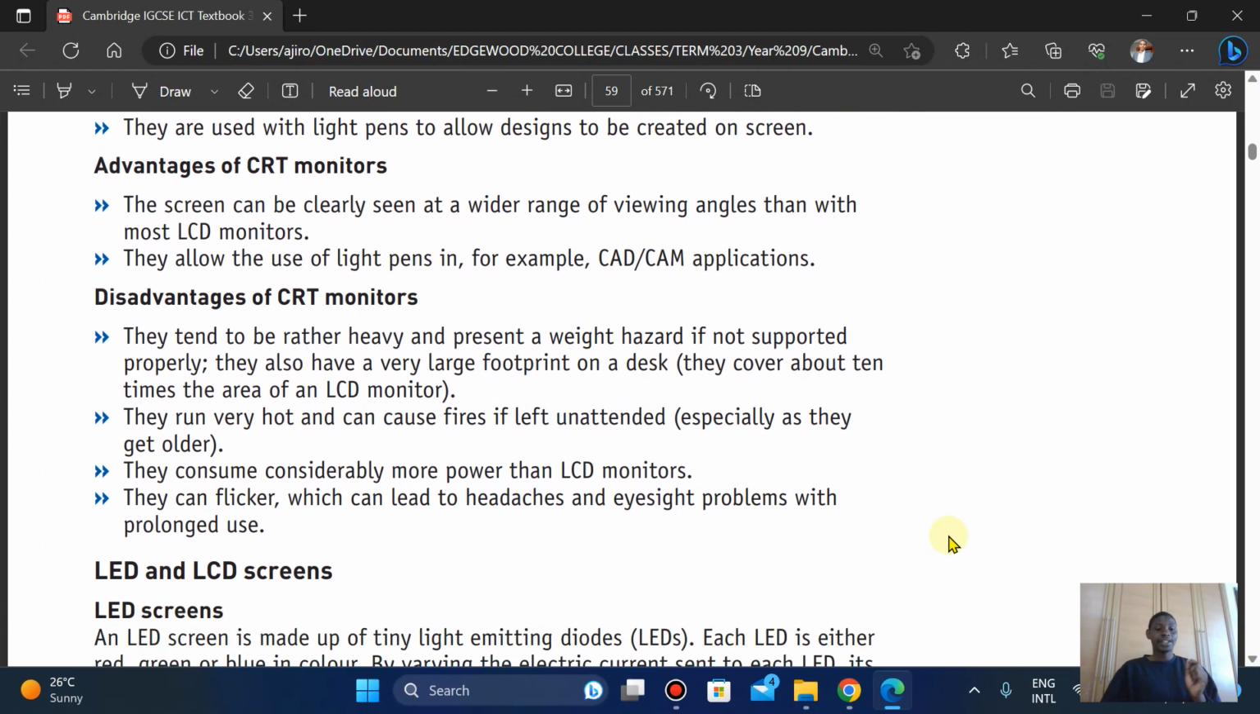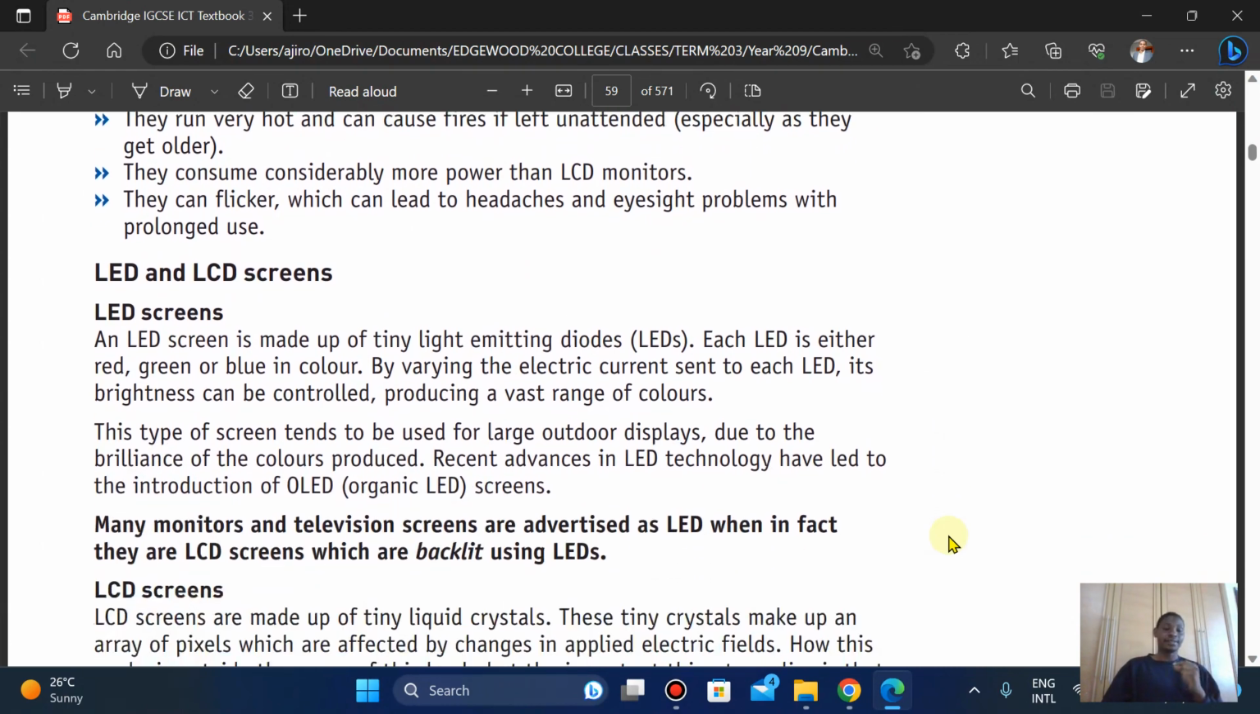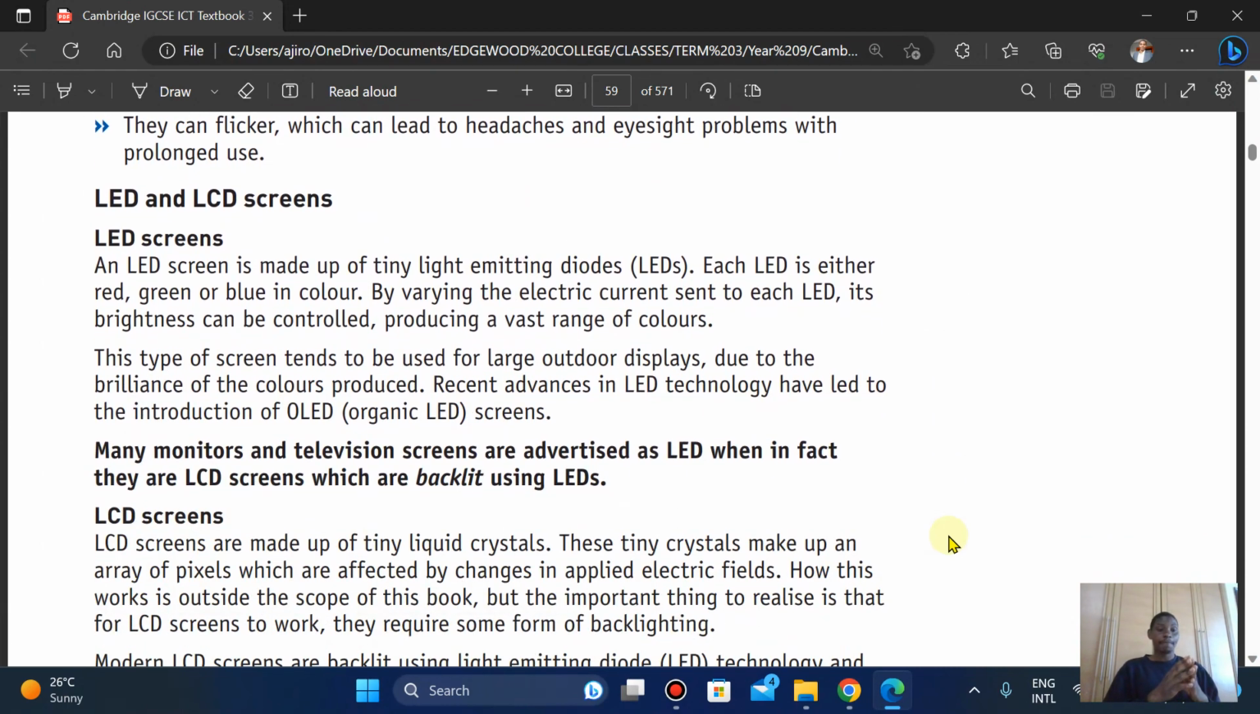Okay, now let's talk about the LCDs and the LEDs. These are the major screens in play right now. The LED screen is made up of tiny light emitting diodes. Each LED is either red, green, or blue in color. By varying the electric current sent to each LED, its brightness can be controlled, producing a vast range of colors. This type of screen tends to be used for large outdoor displays due to the brilliance of the color produced. Recent advances in LED technology have led to the introduction of the OLED.